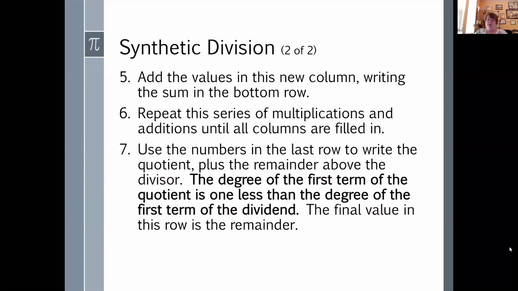And then you're going to use the numbers in the last row to write the quotient plus the remainder above the divisor. So the degree of the first term of the quotient is 1 less than the degree of the first term of the dividend. The final value in the third row of your synthetic division is your remainder.